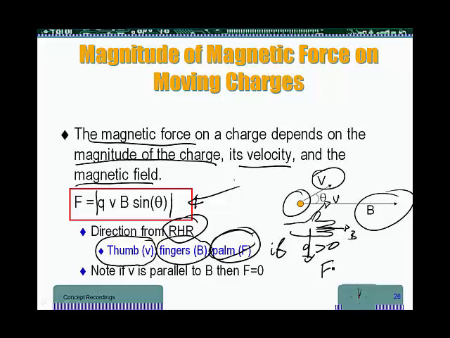Now note what this equation tells us. If V is parallel to B, then the magnetic force on the charge is zero. Of course, if the velocity of the charge is zero, the magnetic force is zero as well.